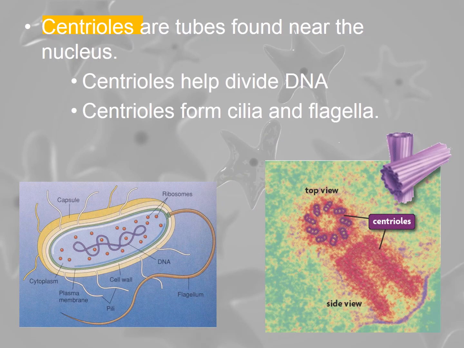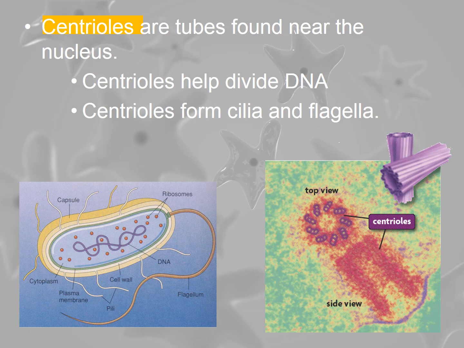Okay, centrioles. Centrioles have several different functions. They are these little tiny tubes found near the nucleus. They come in pairs. You add that to the slide, that they always come in pairs. One of the main functions, and we'll talk about it in chapter 10 a lot, is that they help to divide DNA. When cells go through cell division, they need help pulling all the DNA copies apart. And centrioles are going to help do that.